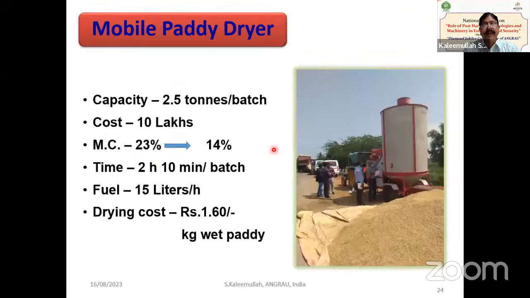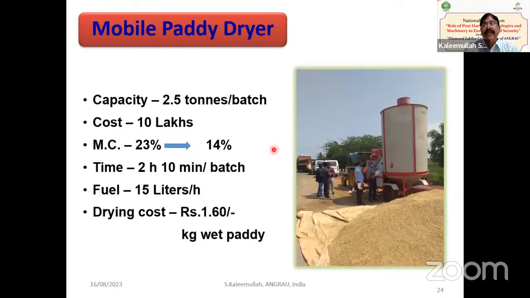Nowadays, some farmers are asking for these mobile paddy dryers. These paddy dryers are also available in the market, with capacity ranging from 2.5 tons per batch to 5 tons per batch, and cost ranging from 10 lakhs to 15 lakhs. It can reduce the moisture content from 23% initial moisture content to 14%. That is lifting the material, drying the material, and unloading the material. All these together take 2 hours, 10 minutes per batch.